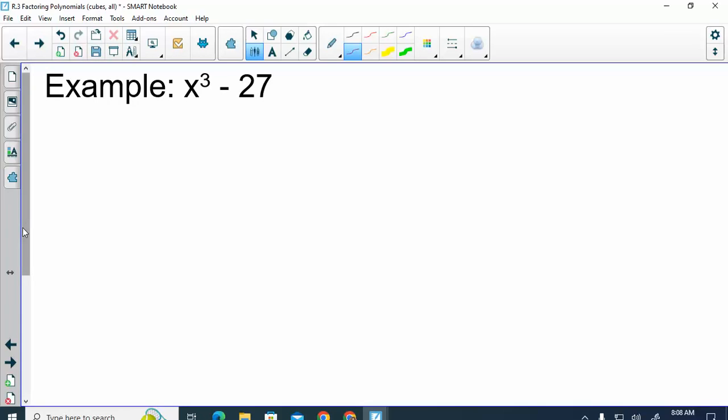So if I gave you x cubed minus 27. So I have two perfect cubes, x cubed is a perfect cube, 27 is a perfect cube. It's a subtraction. So that formula I just gave you says it goes to a minus b, a squared plus ab plus b squared. All right. When you're going to use that formula, you have to know what your a and b are. All right, so let's look back at this equation.